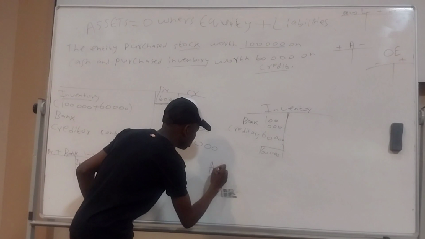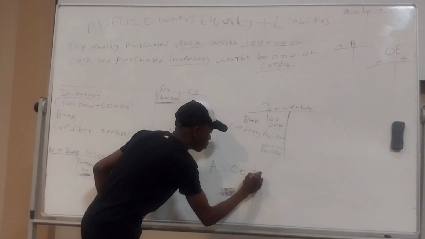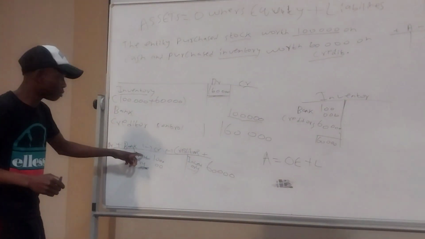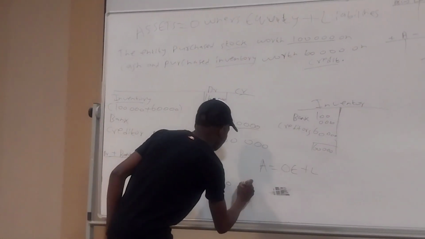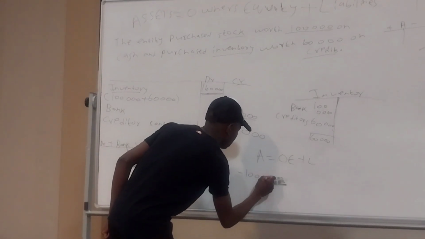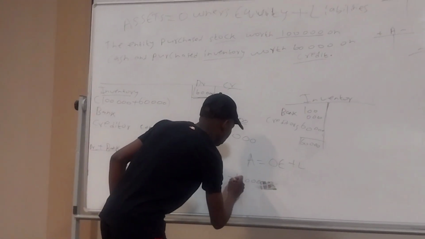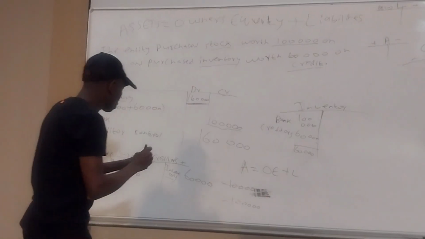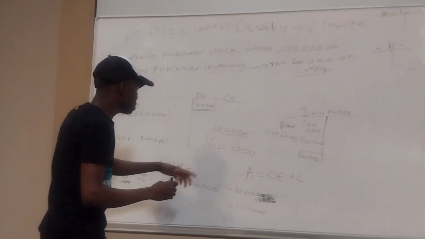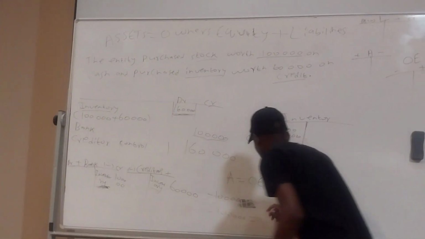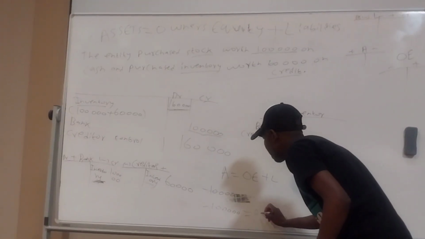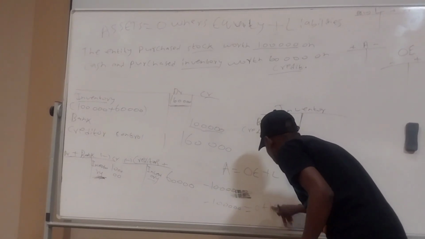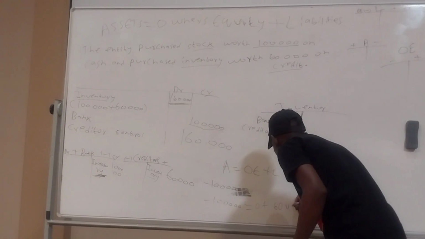Now the accounting equation is still the same. You have assets equals owner's equity plus liabilities. Let's check. On the assets, you don't have a positive number. You have a negative 100,000. Going to the owner's equity account, you don't have any owner's equity here. This one is 0. You have a liability of 60,000.